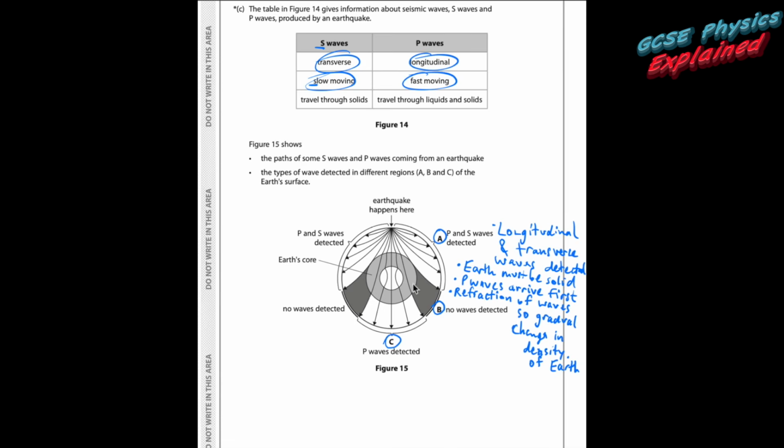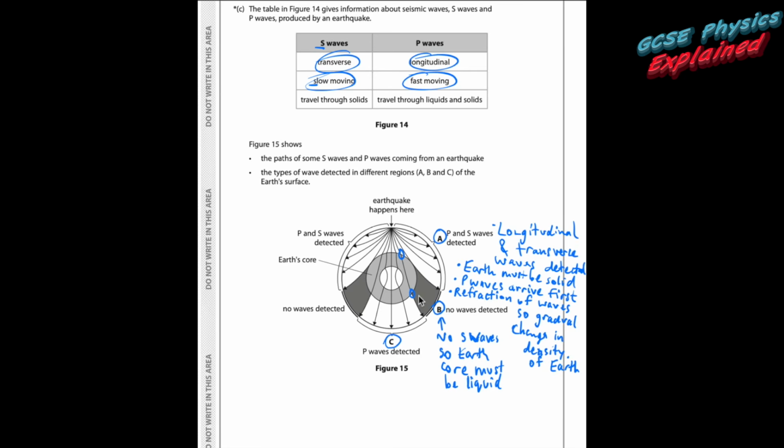Now that must suggest that this part of the Earth's core is liquid. So that's why the S waves can't get there. And the fact that the P waves can't get there either, now that's because when you've hit this part here, there was a sudden change of density, and that caused the wave to suddenly change direction.